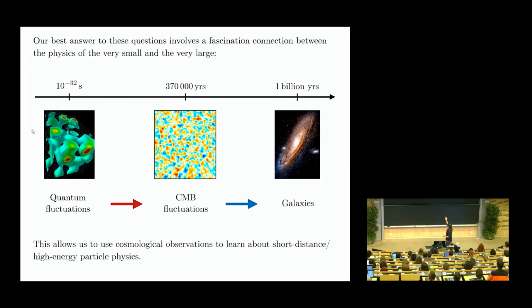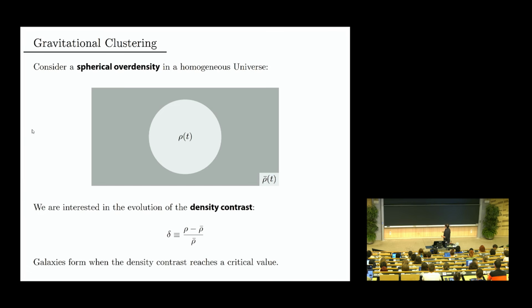And finally, of course, just to highlight, because this is a connection between microscopic and macroscopic physics, we can use it as a probe. We can use observations that we make over cosmological distance scales to learn something about physics on microscopic distance scales, or extremely high energy scales if you want. Okay, so let me describe a little bit in more detail how this gravitational clustering of density fluctuations works.